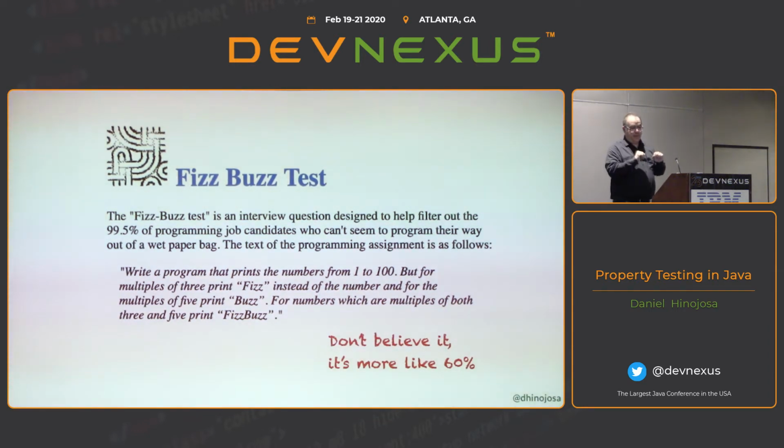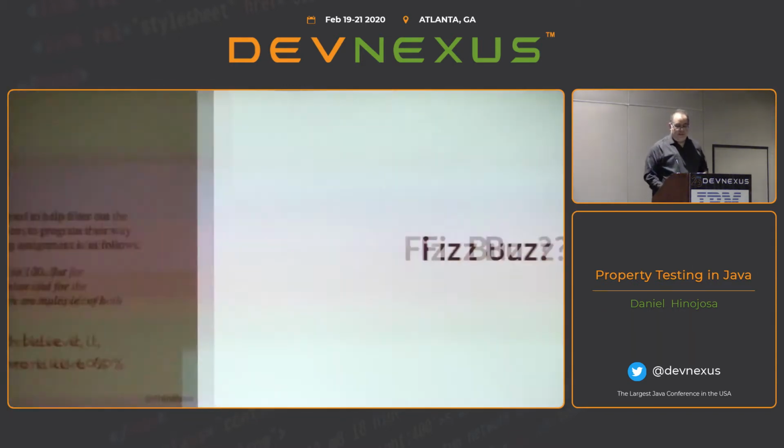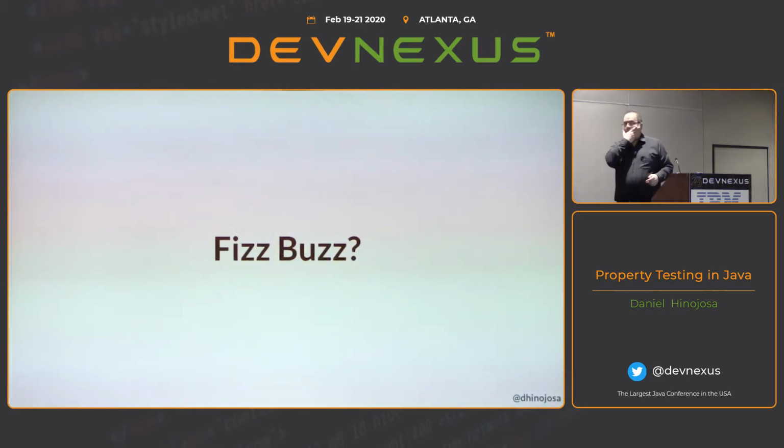So here are the rules again. 1 to 100, multiples of 3 are a fizz, multiples of 5 are a buzz. Multiples of both 3 and 5 are FizzBuzz. So question to you then, what's a nice property for FizzBuzz?